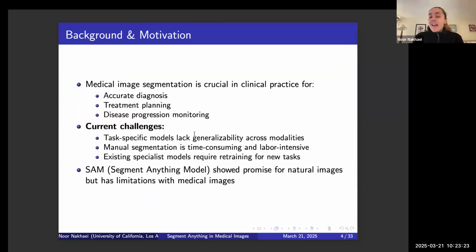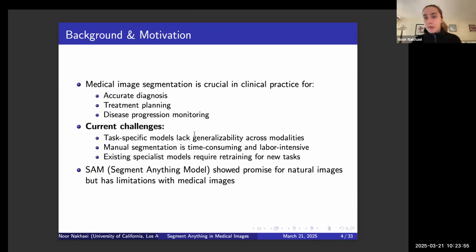Introduction. I am not fully sure how many people do work in the medical imaging space, but medical image segmentation is a crucial problem in clinical practice to get accurate diagnosis, treatment planning, and disease progression monitoring. The current challenges that we have with the models is task-specific models lack generalizability across the modalities. Manual segmentation is time-consuming and labor-intensive. And existing specialist models require training for new tasks.